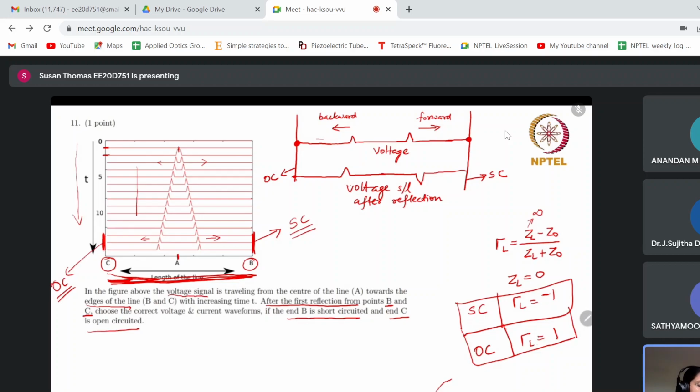So this is the voltage signal after reflection from the boundary B and boundary C. This is the voltage signal after reflection. This is before reflection. I hope this idea is clear.